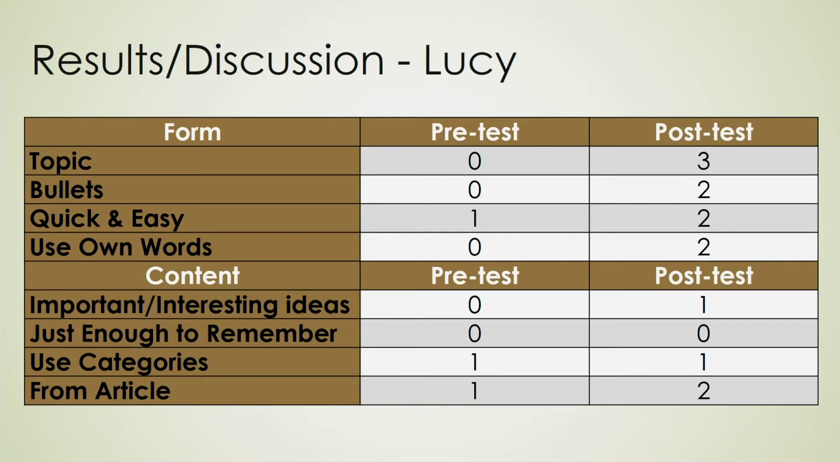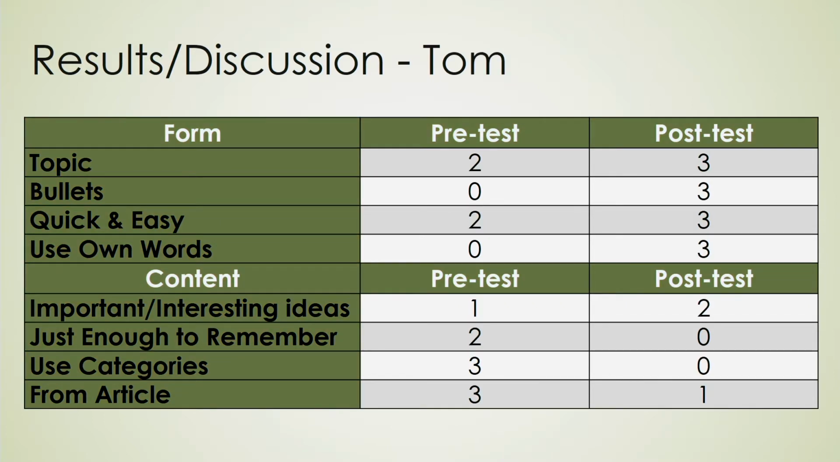Moving on to the results, Lucy's scores in the form categories increased from pretest to post-test, as well as the content scores. She almost obtained a perfect rating on the post-test categories. Her content scores increased slightly as well, so we can say that the treatment sessions were effective for her, considering that her ratings increased. In Tom's case, he obtained a perfect score on the form categories on his post-test.